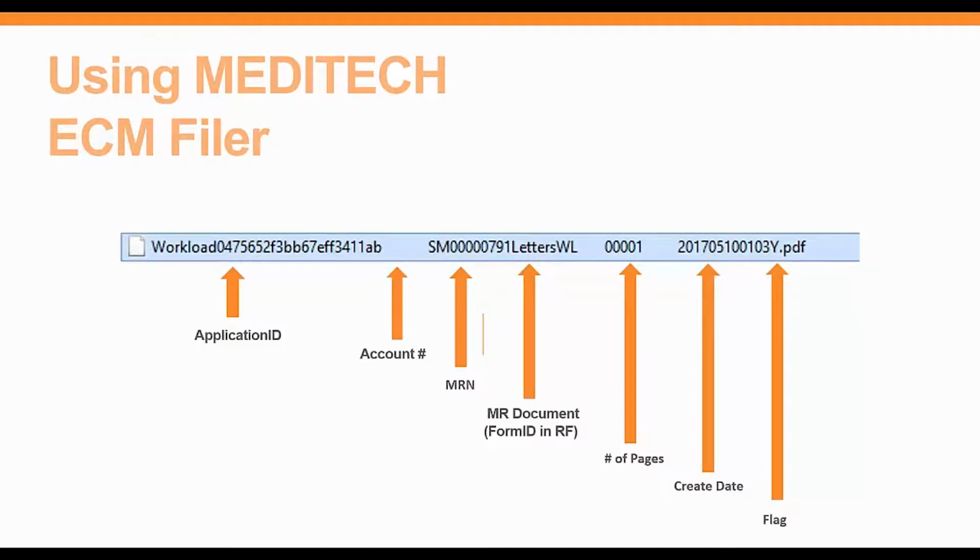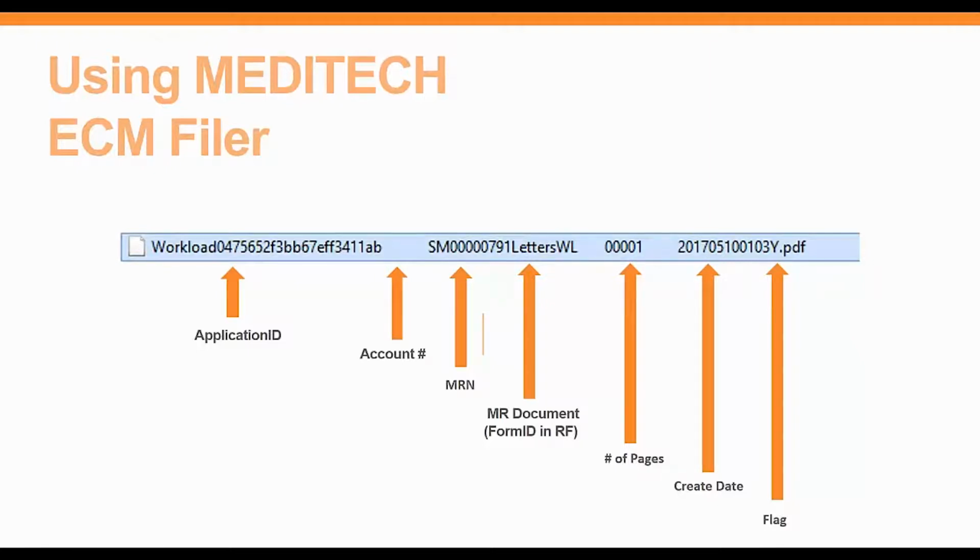And then, of course, the MRN. In this example, there is no account number, so there's no visit, but we would have a document that might be important to their next patient visit, wherever it is that they're heading. And so the MRN, of course, identifies the patient that's coming in. And then the MEDITECH record document form ID: what I mean by that is the MEDITECH record document needs to match the form ID in RapidFiler, so that when it comes through, MEDITECH knows where to place it in the chart and identify it.